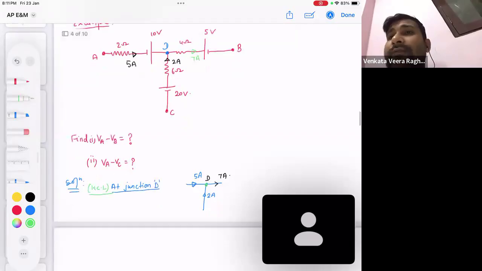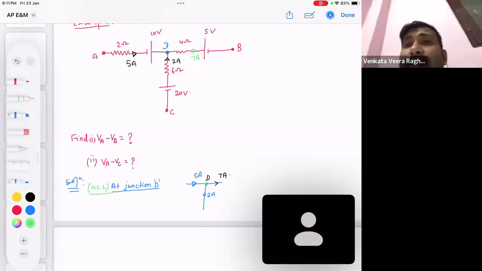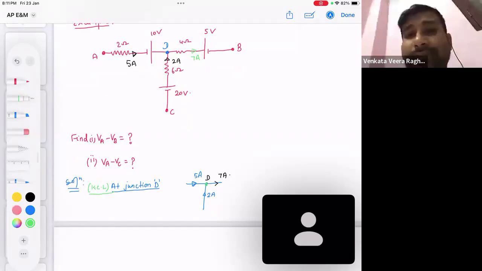Once that is done, now let's write it. What is the VA minus VB potential difference? So you want to find out VA minus VB. So let's start with VA.